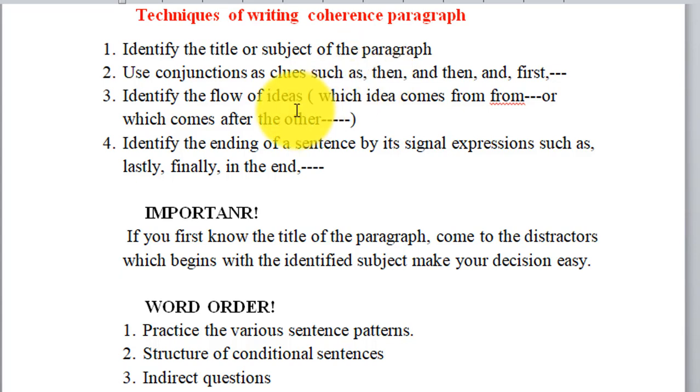The third one, identify the flow of ideas. Flow of ideas means which idea comes from which and which idea goes from which. So the flow of ideas is another important point that you should always follow, that you should always use in practice.